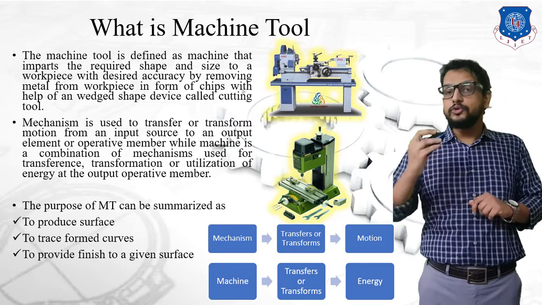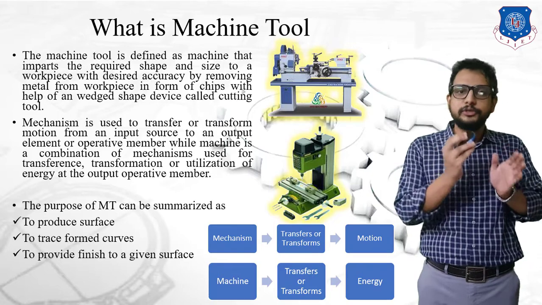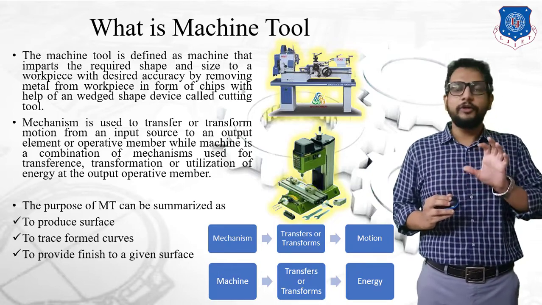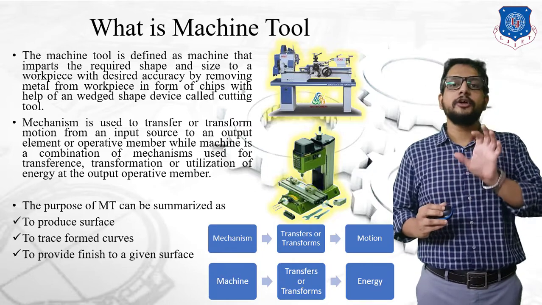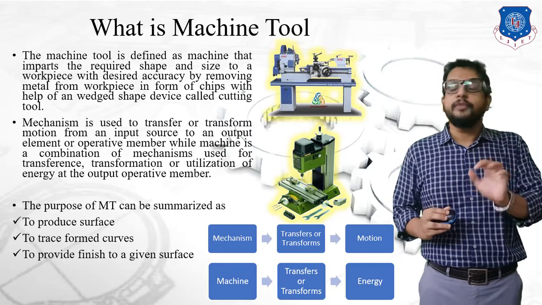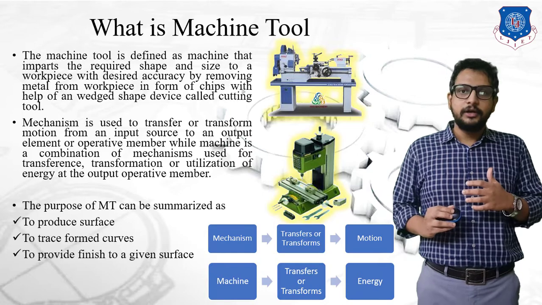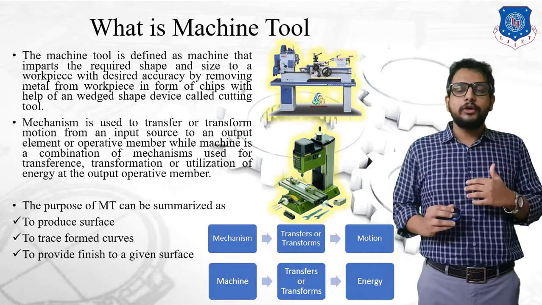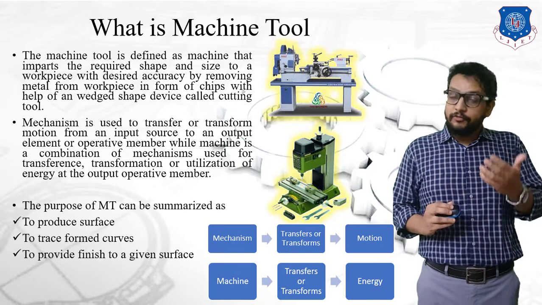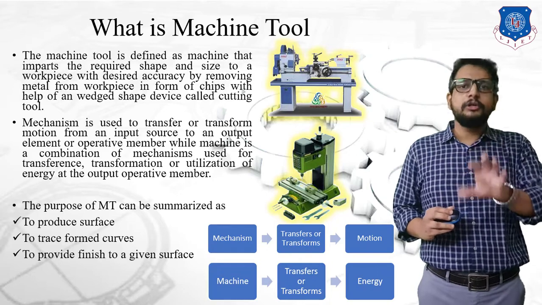So a mechanism is used to transfer or transform motion from an input source to the output element. So remember, the function of a mechanism is only to transfer a motion. For example, you can even say it is going to convert a rotary motion into a reciprocating motion. You can consider the case of a slider crank mechanism, right? Rocker and crank mechanism, right? Then cam and follower mechanism. So all these come under the category of a mechanism in which a motion is only transmitted.